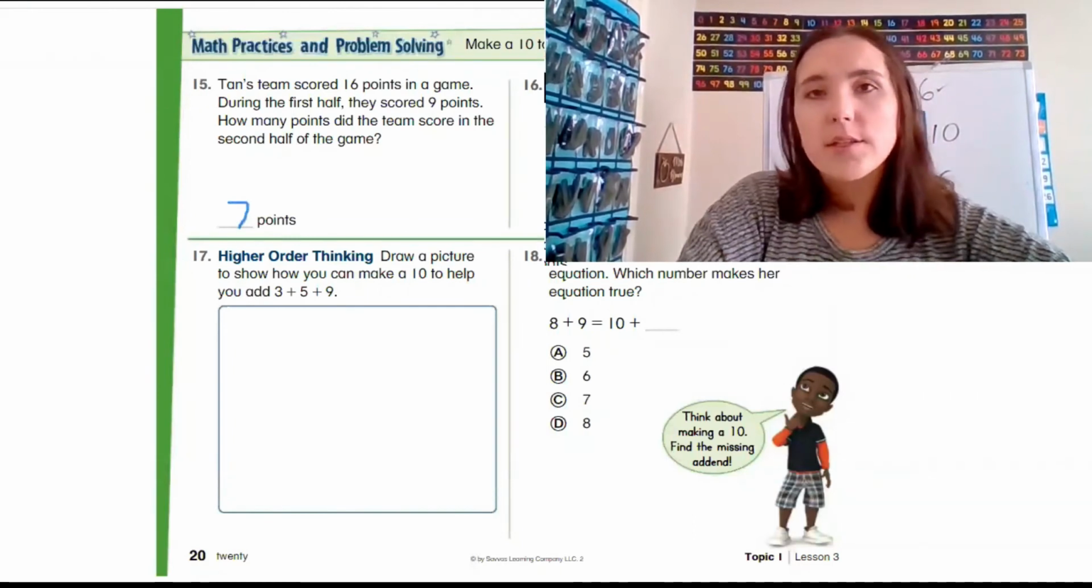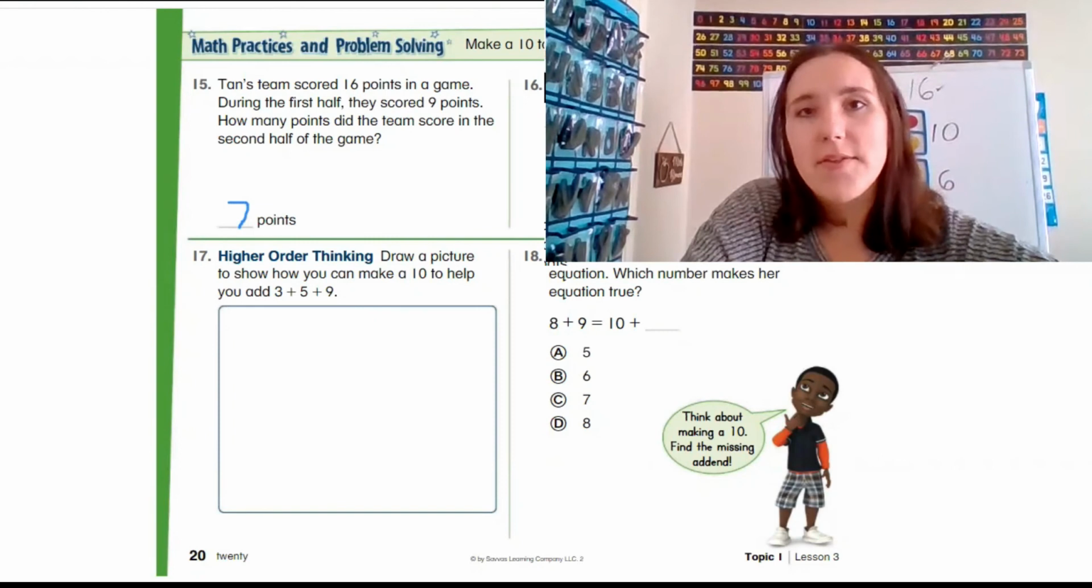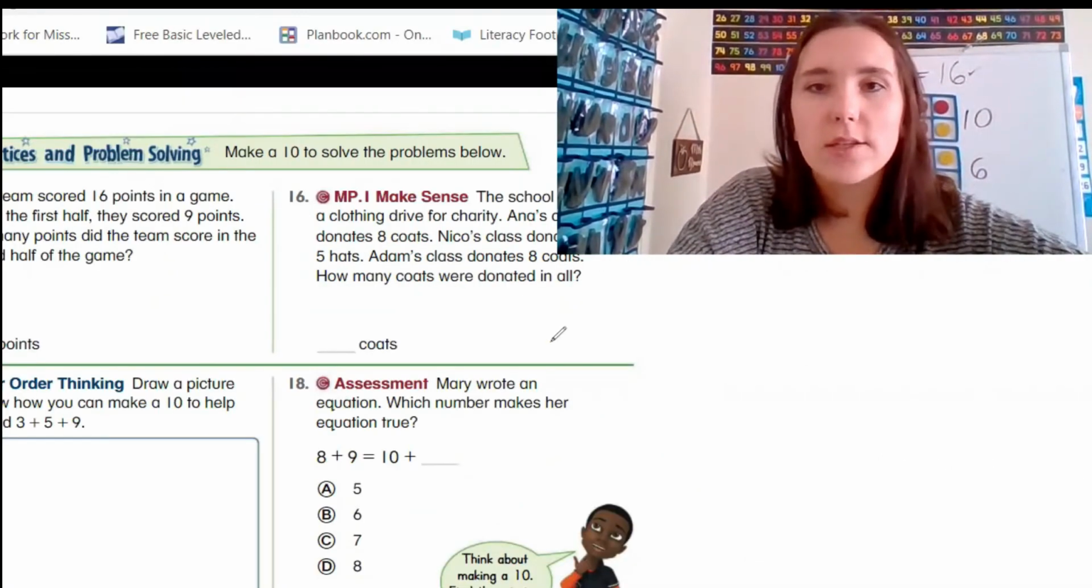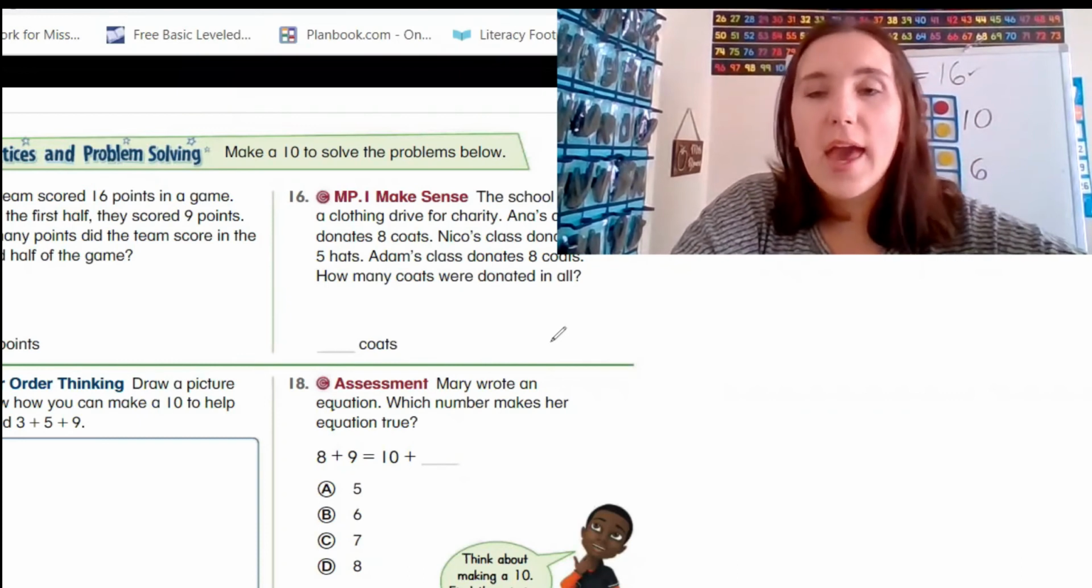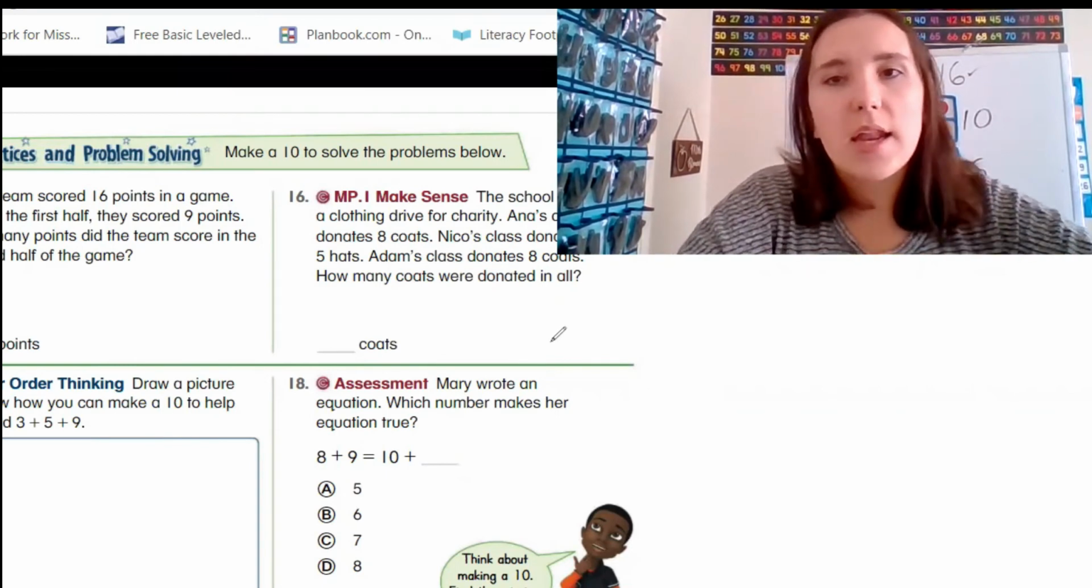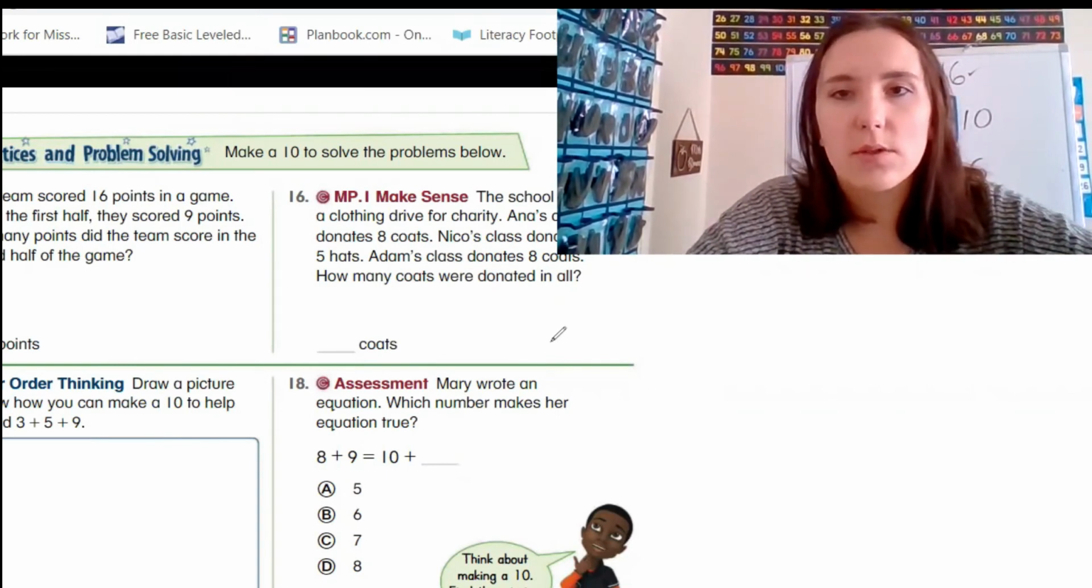Okay, I want you to pause and go do number 16 all by yourself, and then come back and we'll check our work. Number 16 says, the school has a clothing drive for charity. Anna's class donates 8 coats. Nico's class donates 5 hats. Adam's class donates 8 coats. How many coats were donated in all?